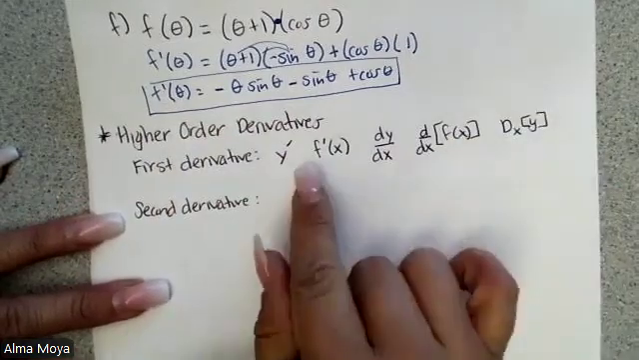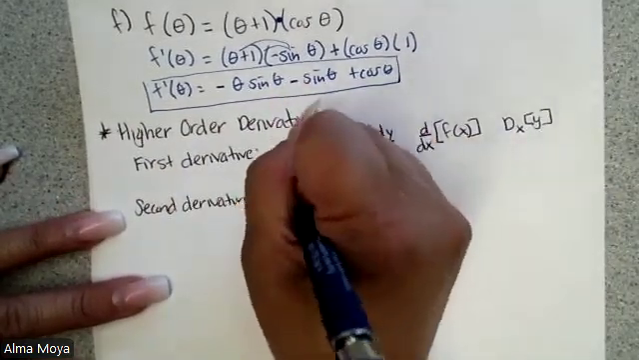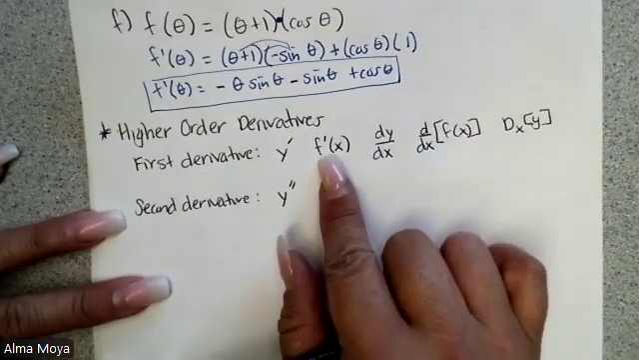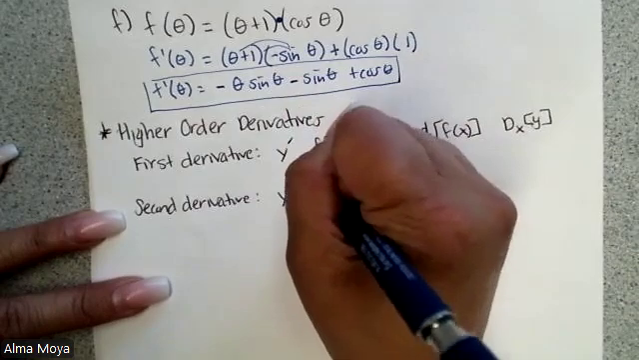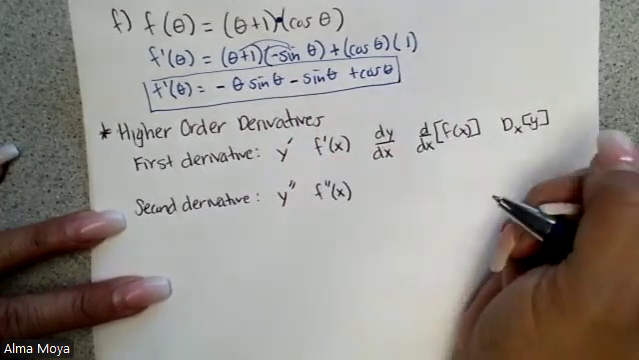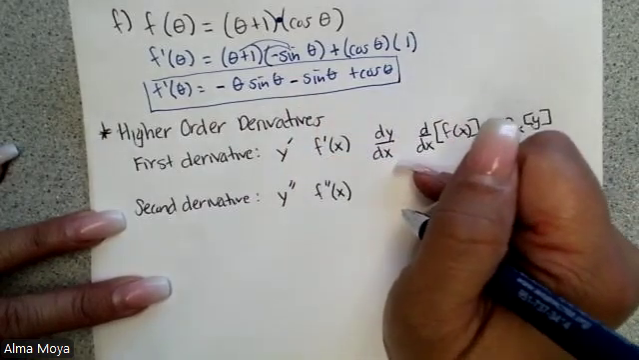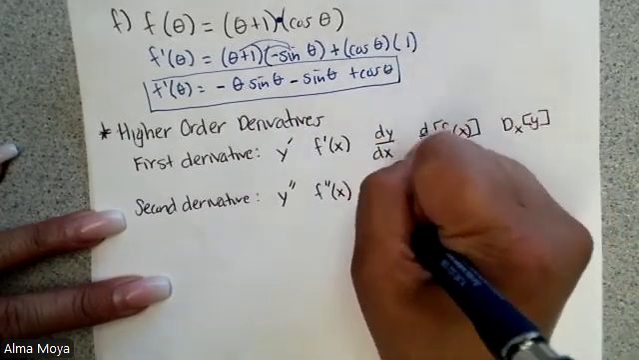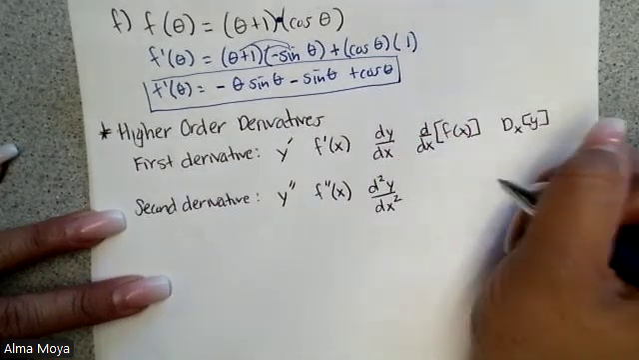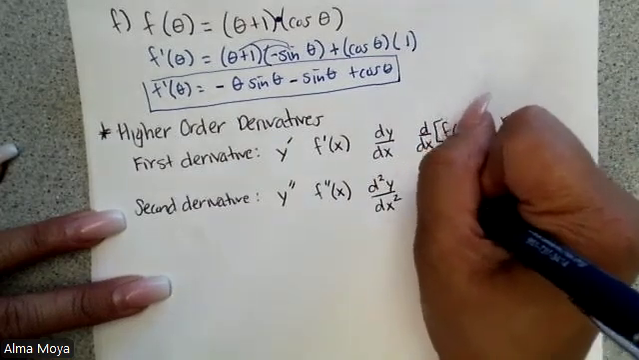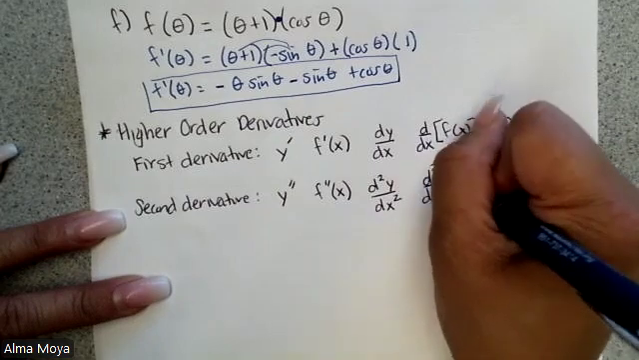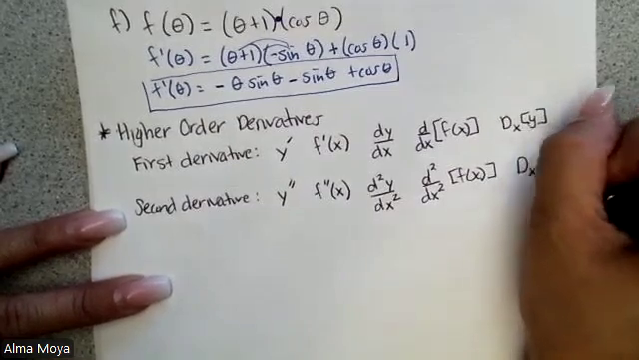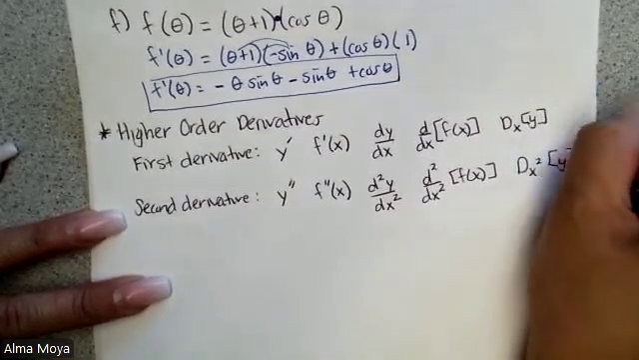Second derivative. Instead of saying y prime, it's going to be y double prime. And from that, you can guess, instead of saying f prime of x, it's going to be f double prime of x. dy over dx becomes the derivative squared of y over dx squared. This is going to be d squared over dx squared. This is going to be dx squared of y.